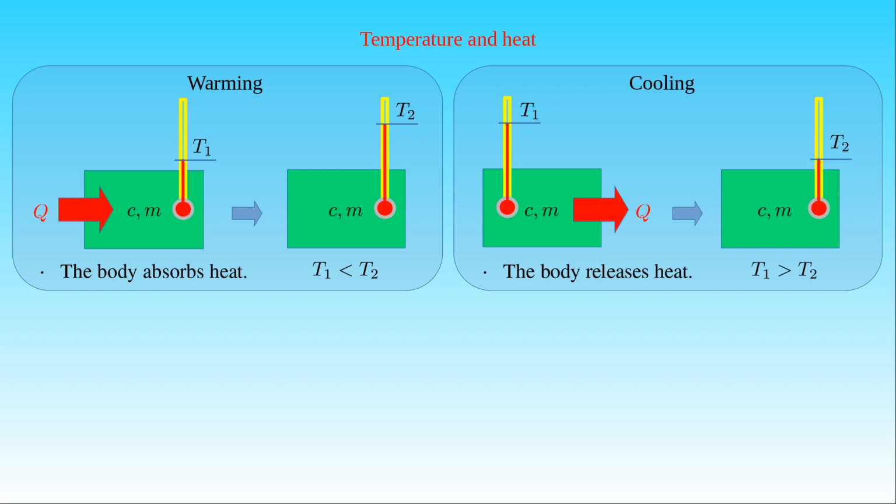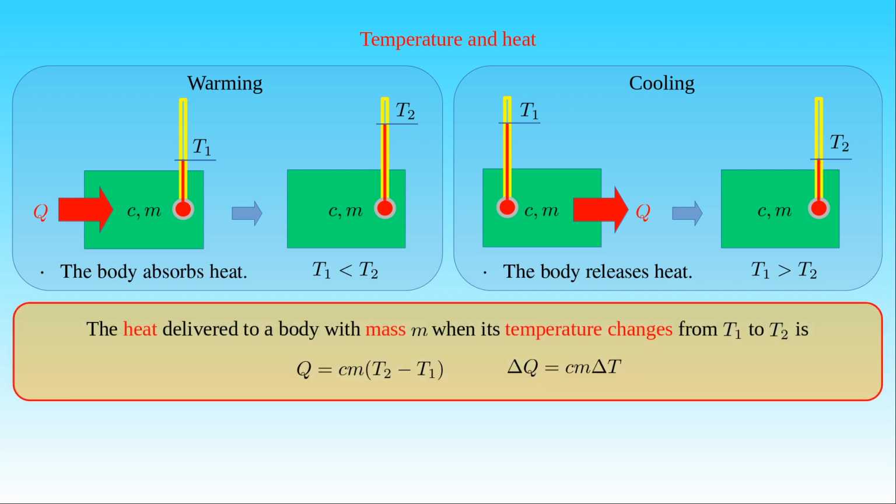In order to give a quantitative description of the transport of heat changing the temperature of a body, we can state that the heat Q delivered to a body with mass m is given by the proportionality constant C, times the mass m, times T2 minus T1, if its temperature changes from T1 to T2. We can also say that the amount of heat delta Q exchanged between a body and its environment is proportional to the mass m of the body, times the change delta T in the temperature of the body, where the proportionality factor C depends on the physical properties of the body.